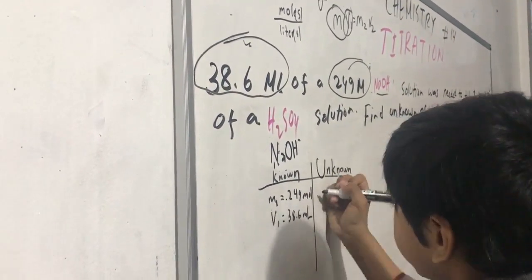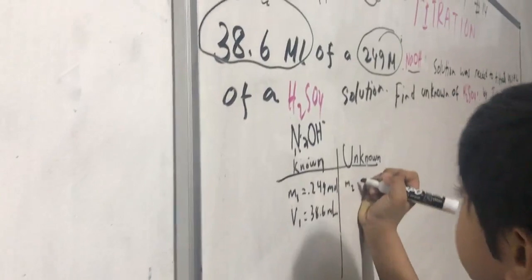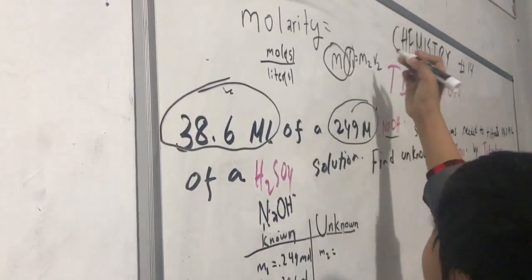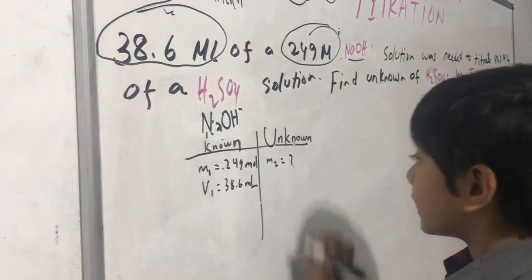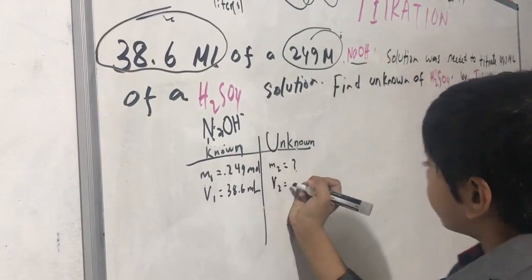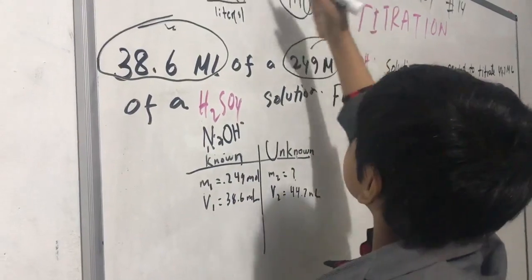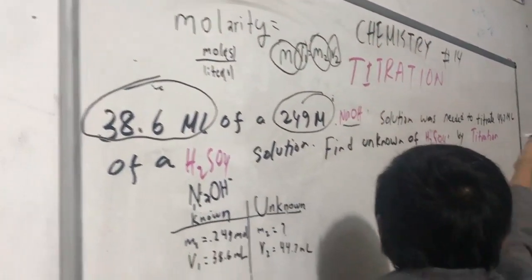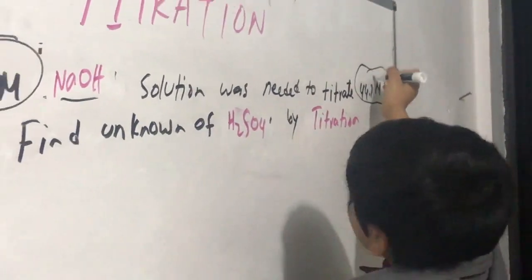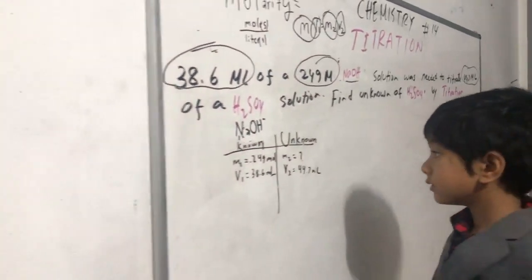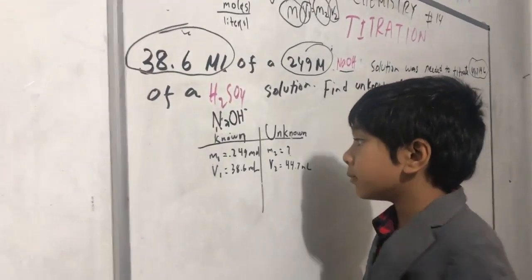The unknown stuff is M2, equals, don't forget to circle this. Actually, it's pretty unknown. It doesn't tell us that, but we know V2 is 44.7 milliliters. So let's circle that real quick. I don't think I can even reach this. Now, we want to find M2, right?